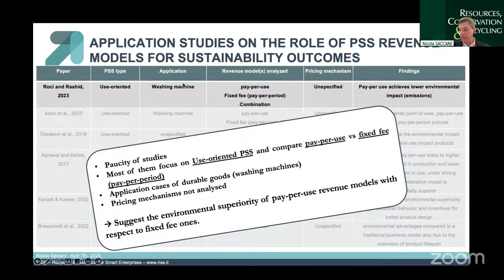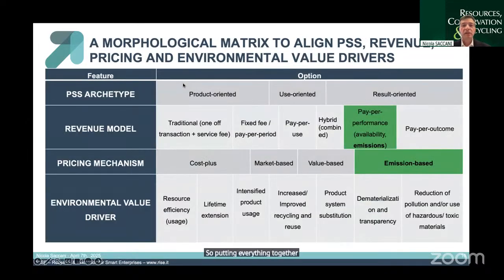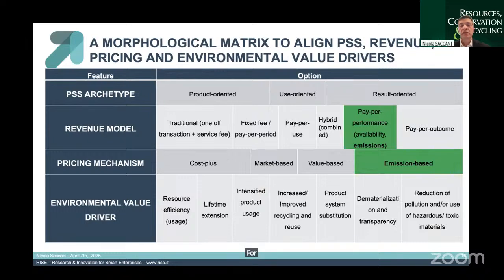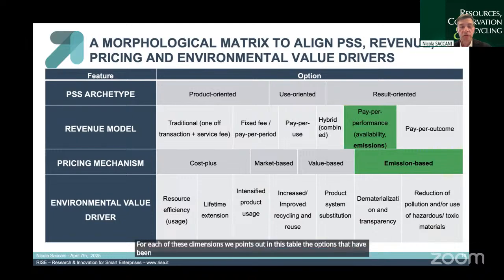So putting everything together, we have developed these morphological metrics that, as I mentioned, consider the 4 dimensions studied: the PSS archetypes, the revenue model, the pricing mechanism, and the environmental value driver. For each of these dimensions, we point out in this table the options that have been found in the literature. So the 3 main PSS archetypes, the typical revenue models, the pricing mechanisms, and the 7 environmental value driver categories.